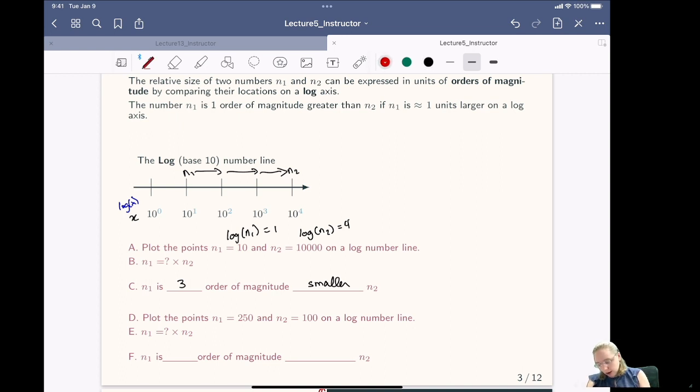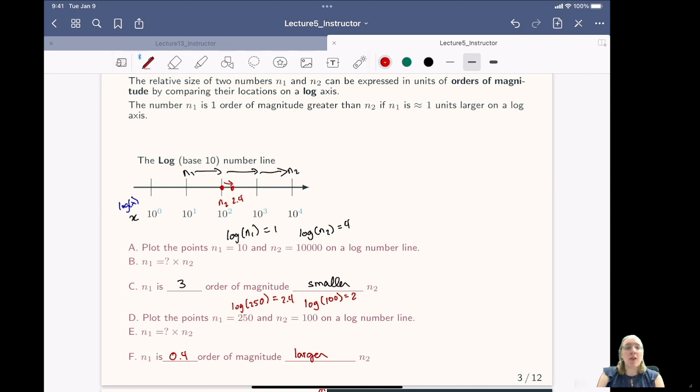What if n1 is 250? The log of 250. 10 to what number is 250? Turns out it's 2.4. The log, 10 to what number is 100? That is 2. So n2 is here at 2, and n1 at 250 is at 2.4. So there's 0.4 distance between those two. So n1 is 0.4 orders of magnitude larger than n2.